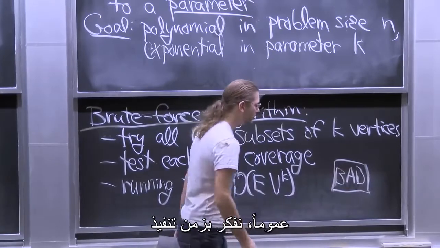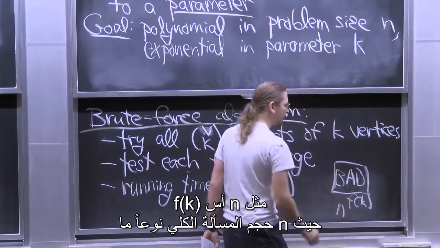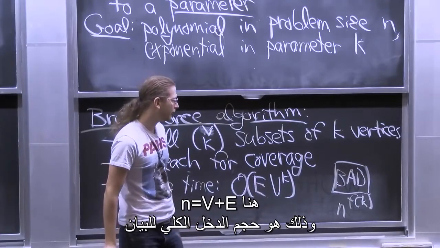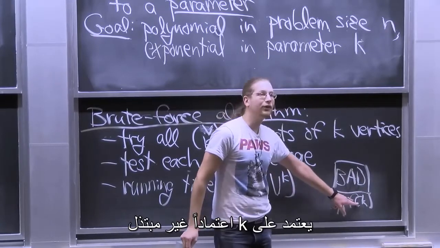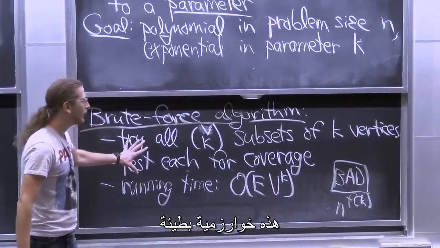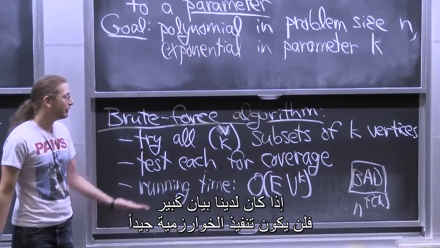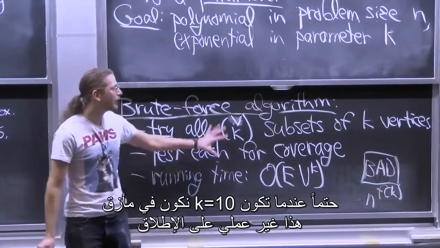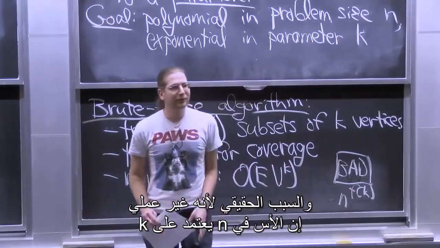Okay, in general, we think of a running time like n to the f of k, where n is sort of the overall problem size. Here n is basically v plus e. That's the overall input size for a graph. If we have a running time where the exponent of n depends on k in a non-trivial way, we think of that as a bad running time. This is a slow algorithm. It's slow because even when k equals 2, if you have a large graph, this is probably not something you want to run. Definitely when k is 10, you're completely hosed. This is very impractical. And the formal sense in which it's impractical is that the exponent in n depends on k.